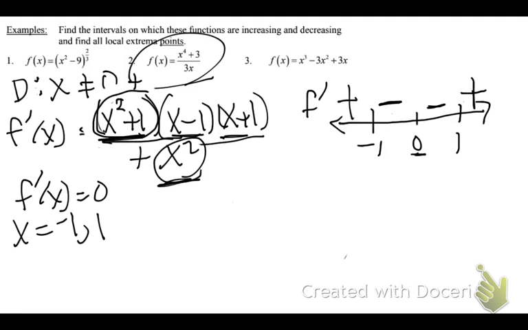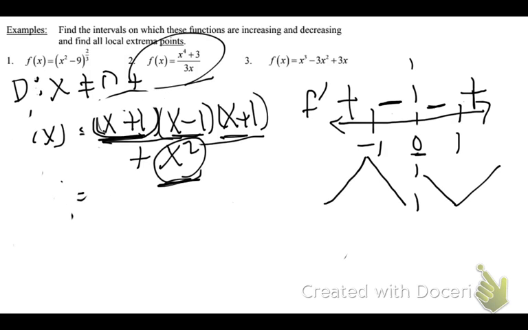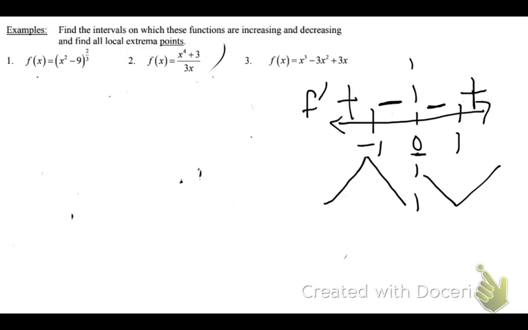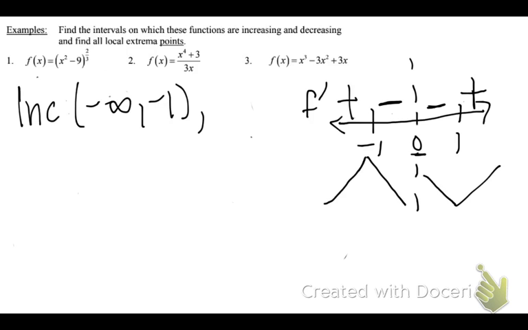Okay, so I'm increasing from negative infinity to negative 1. Then I'm decreasing. I have that vertical asymptote. And then I'm decreasing more, and then go back to increasing. So what this means, for example 2, is, let's list out our increasing intervals. We're increasing from negative infinity to negative 1, and from 1 to infinity.